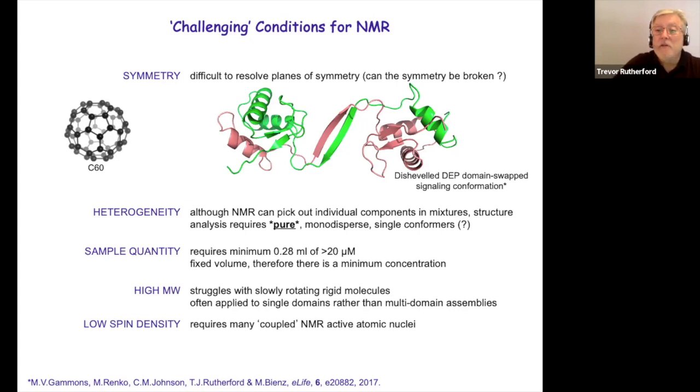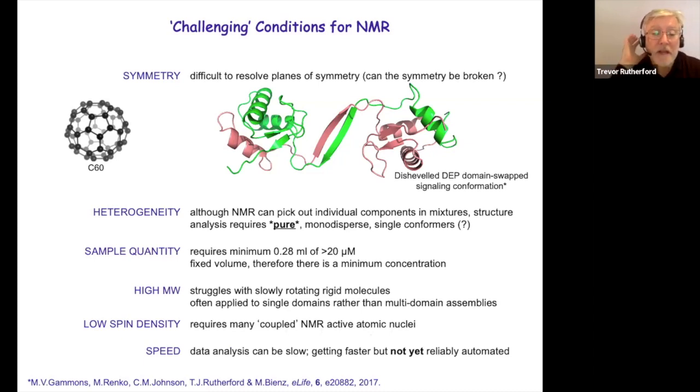Where you get a low spin density, particularly in nucleic acids, NMR suffers again because there aren't enough reporters of what the state of the system is in the middle. So we will require systems in which we have many coupled NMR active atomic nuclei. Nucleic acids are quite difficult, certainly not impossible, but proteins are somewhat easier with the higher spin density.